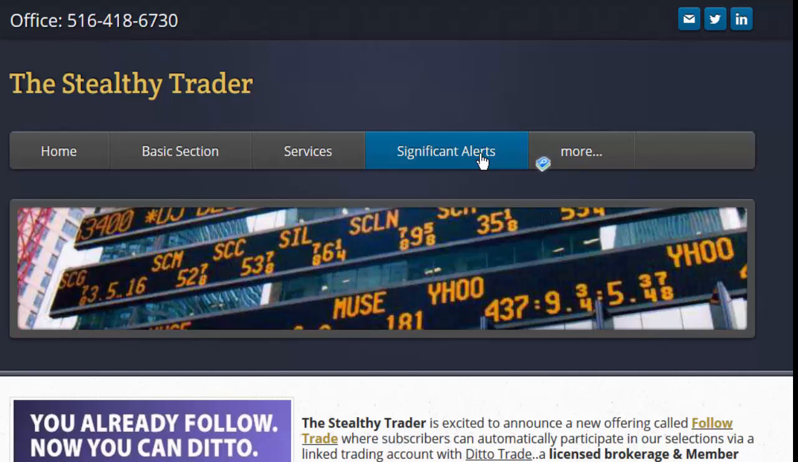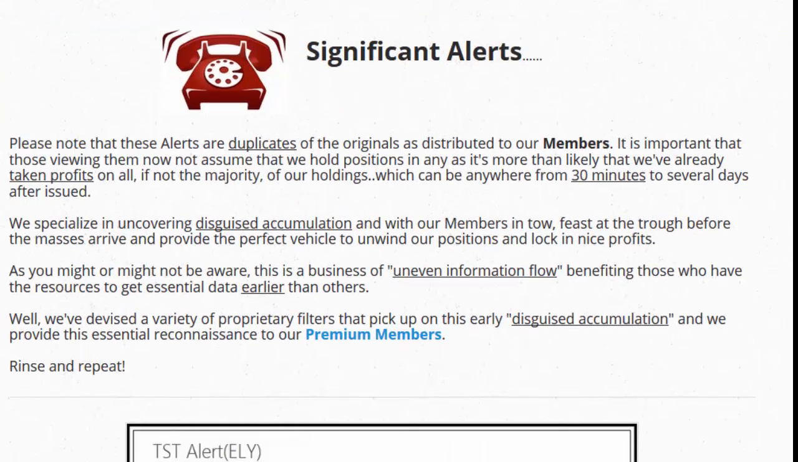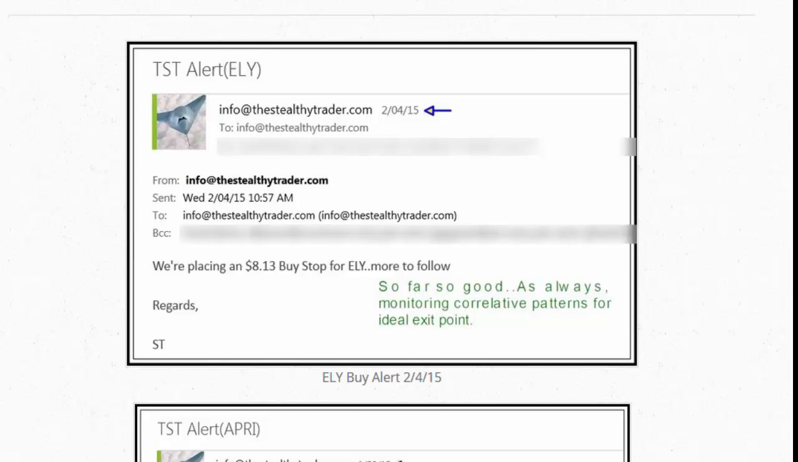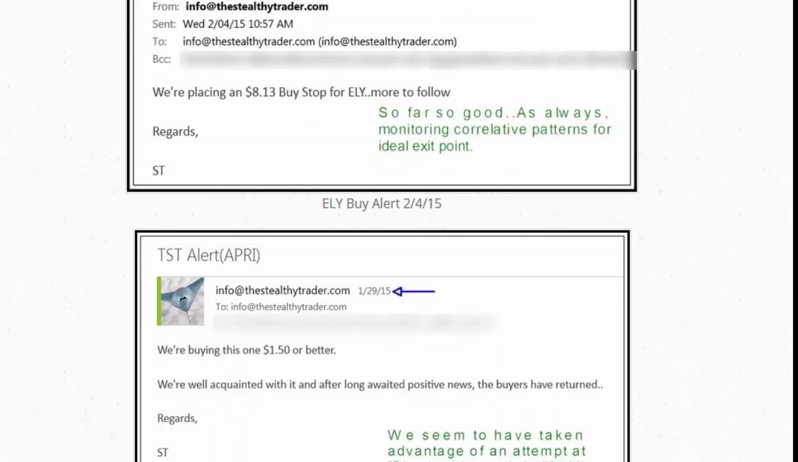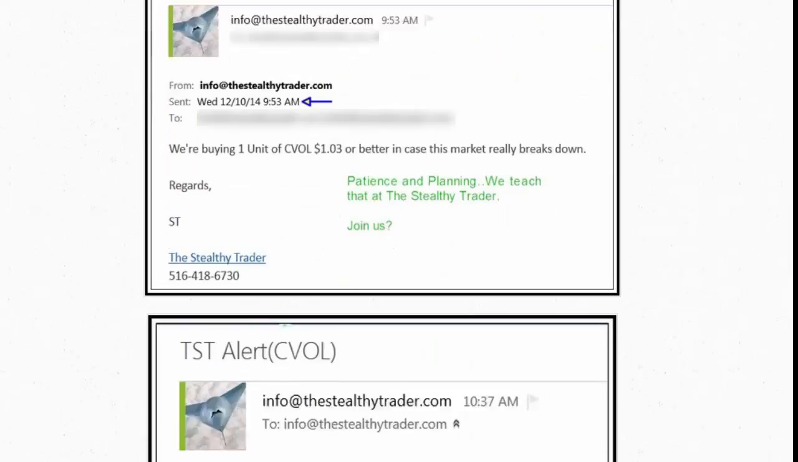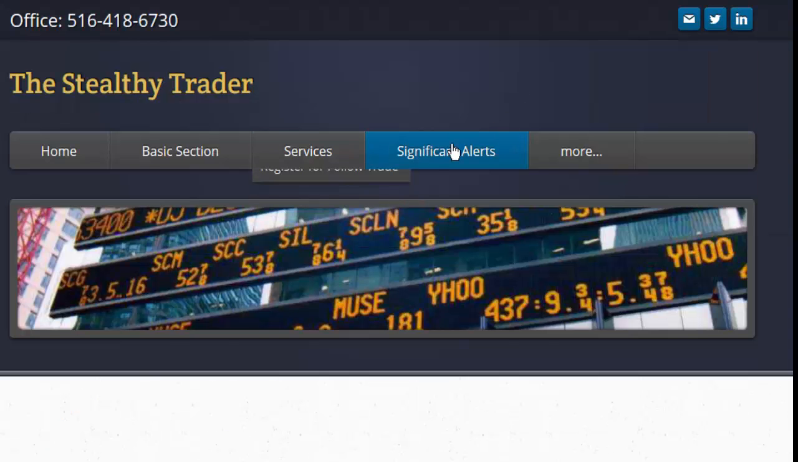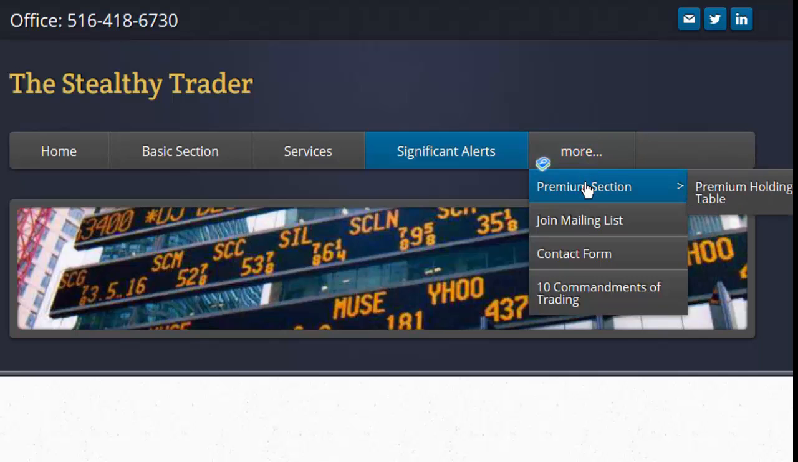Another important page is the Significant Alerts page. Here is where we put what our alerts look like. Those who are members are familiar with these. This is for people who might want to see how we're doing or what our alerts look like, and we put little notes on what we look for and little comments to add to the value of the Significant Alerts page. And the last tab is for the premium members: the premium holdings data table, with the stock name, when it was bought, the stop level, and some notes on what we saw and what we're looking at.